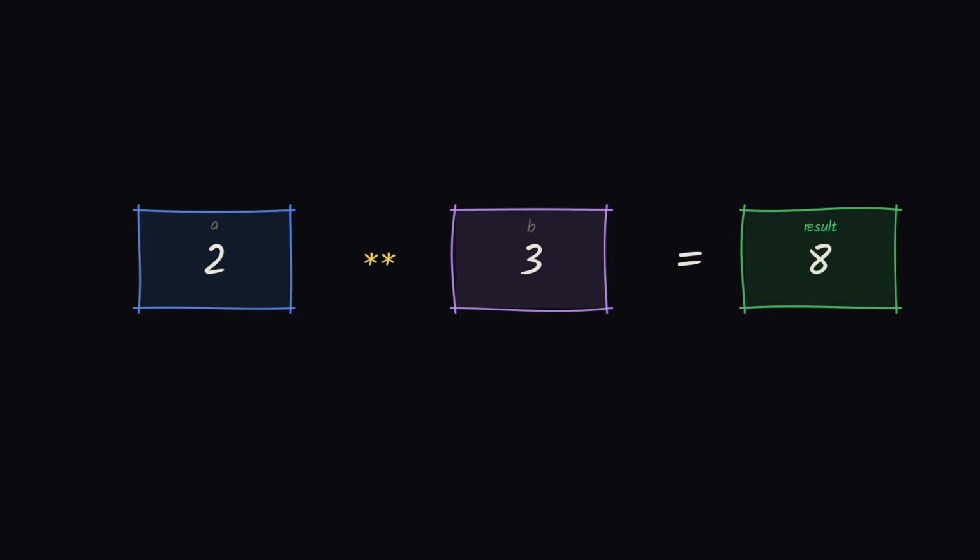2 is the base, the number being multiplied by itself. The double asterisk is the power operator. 2 stars, not the caret symbol used in some other languages. 3 is the exponent. How many times to multiply 2 by itself? 2 times 2 times 2. The result is 8. 2 cubed equals 8. You can use any numbers here. Decimals and negatives work too.